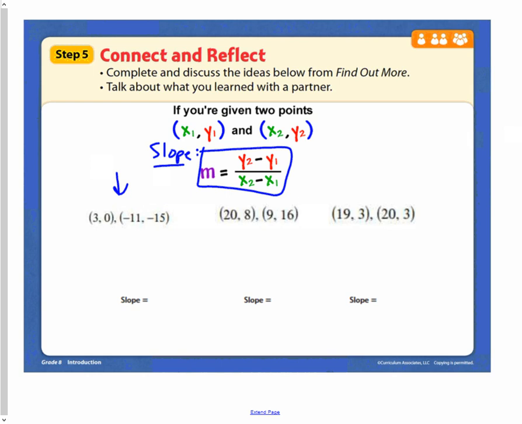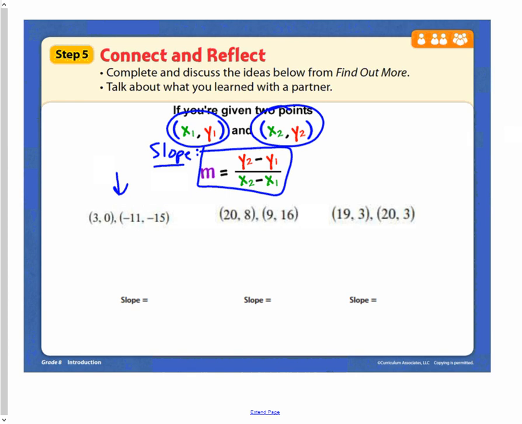y2 minus y1 over x2 minus x1. So you're probably thinking, what the heck? Why is there a little number next to it? Why is there a y2 and a y1 and x2 and x1? I thought it was just x's and y's. Well, if there's 2 points, we have to somehow label them differently, because we have an x and a y right here, and we have an x and a y right here.